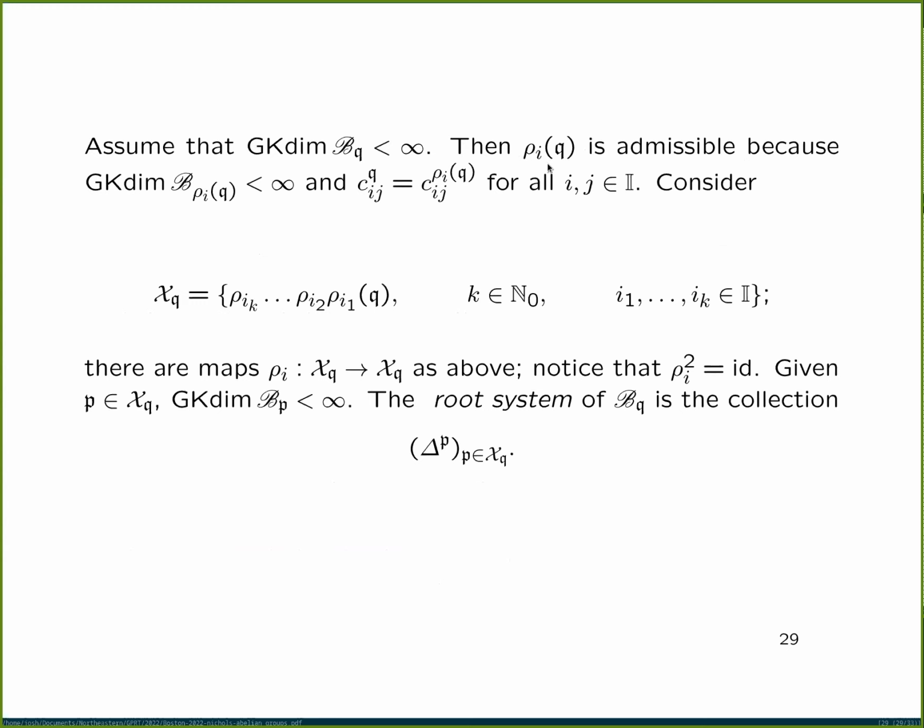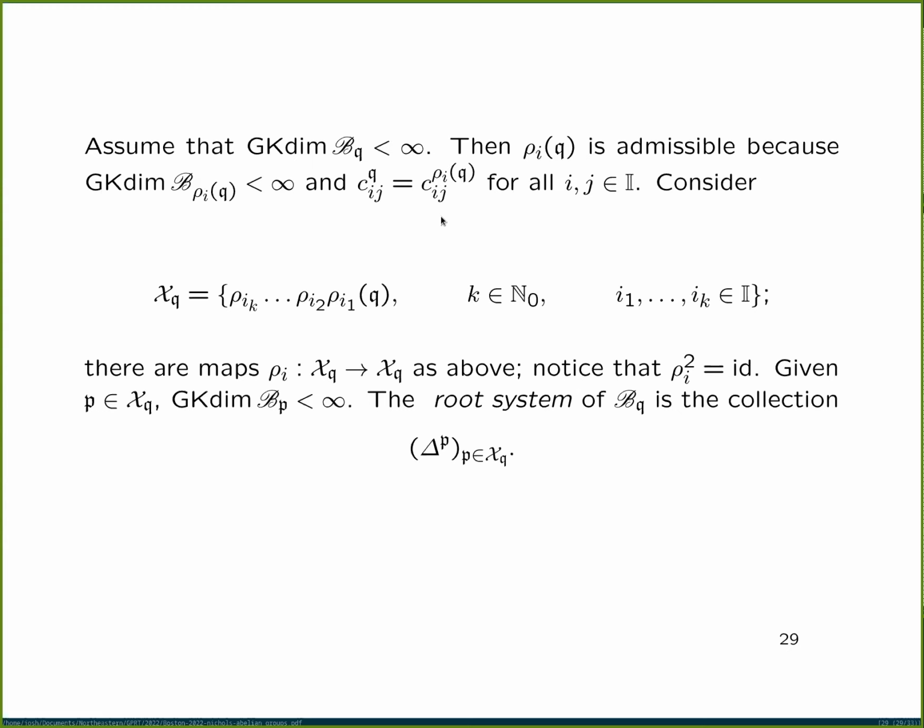And we can prove that c_ij of Q is related to c_ij of rho_i of Q for all i, j. So the rows are the same, but not the columns. Well, this is the quality of what I want to say.